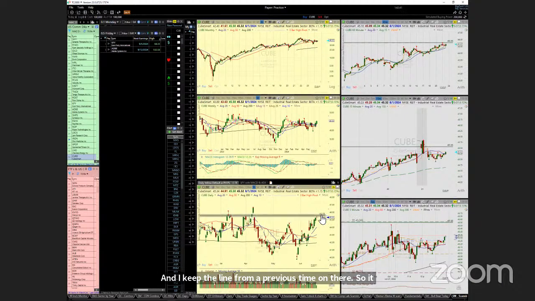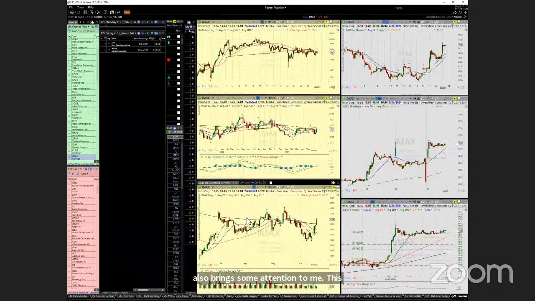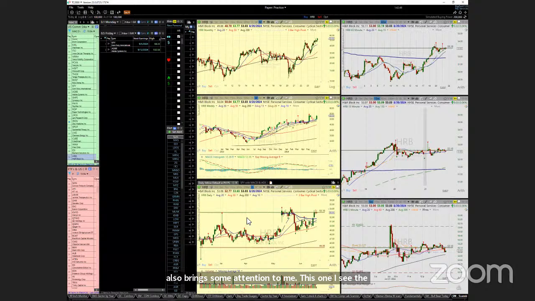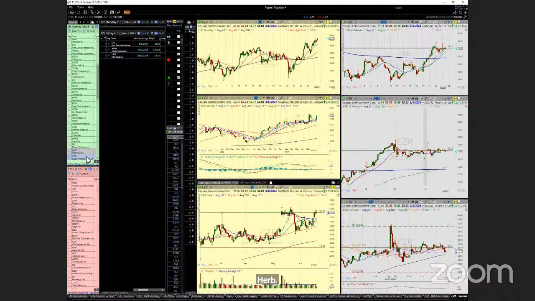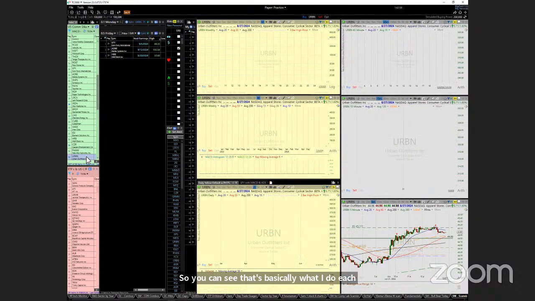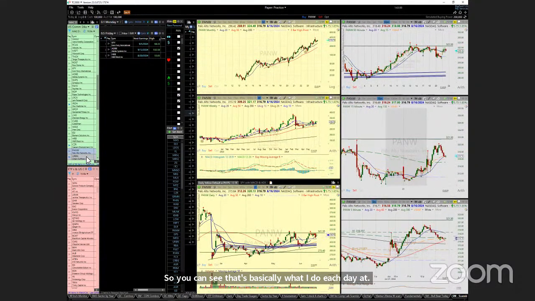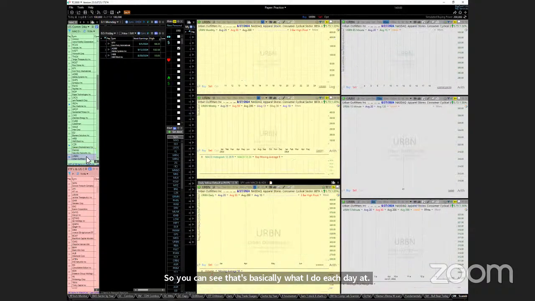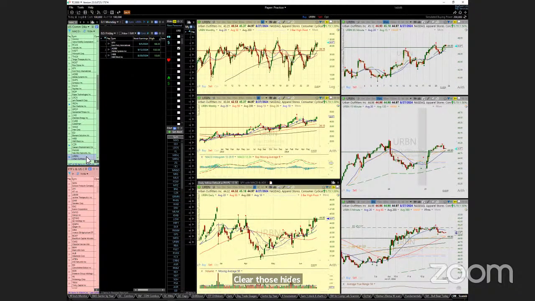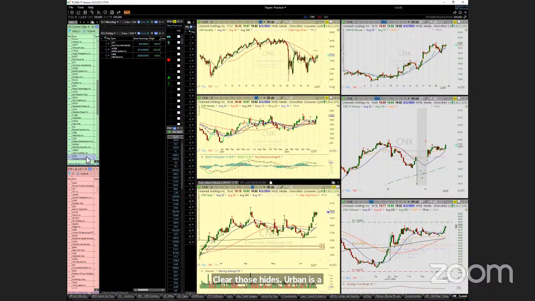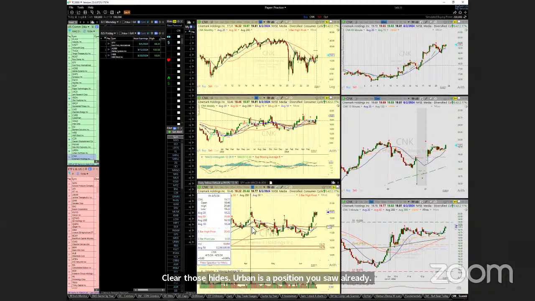This one, I see the gap, so I don't think so. Herb. So you can see that's basically what I do each day. Pan W's already on the list if it can clear those highs. Urban is a position you saw already. CNK 2040. Not yet.